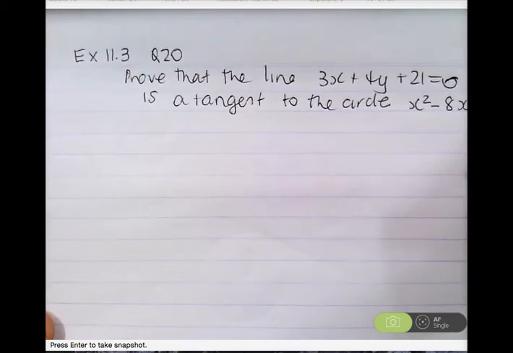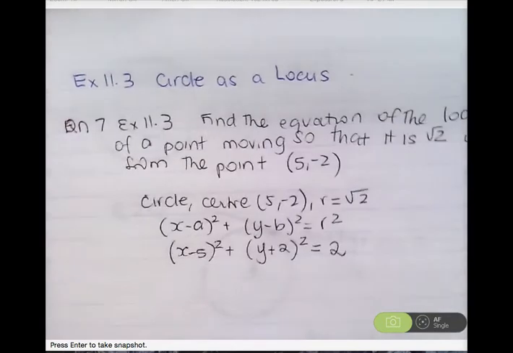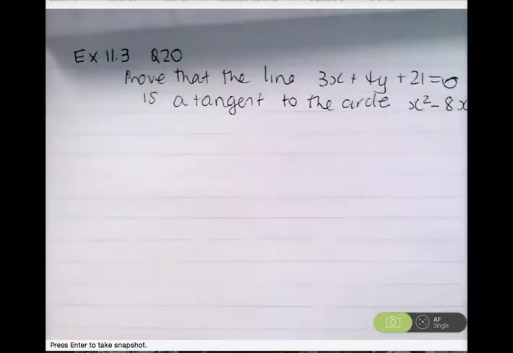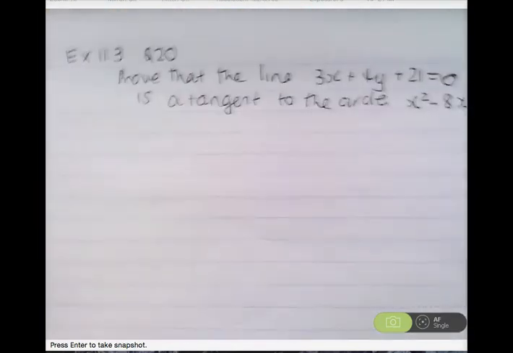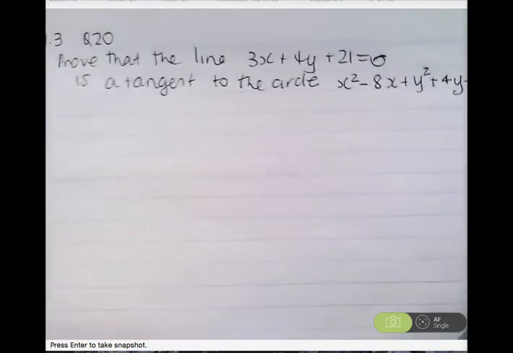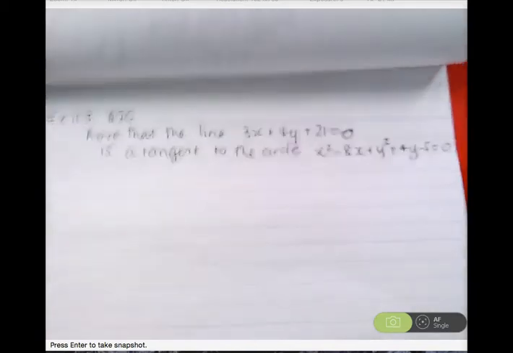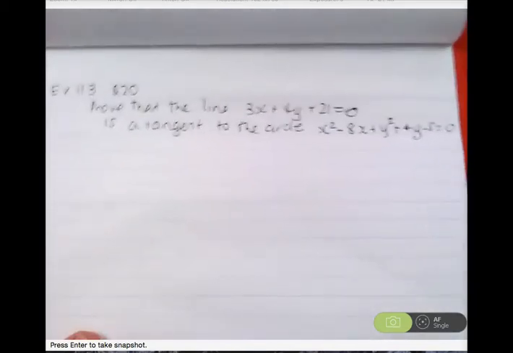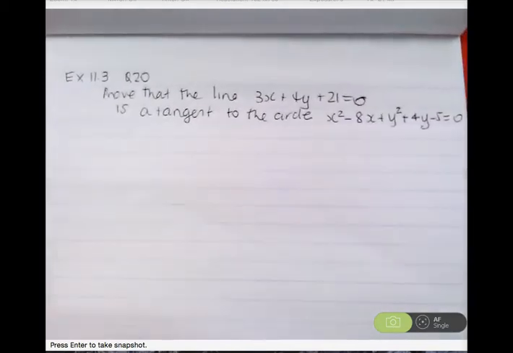is this the same line we just did? No. I think it is. Plus y squared minus, it is. It's the same line. Oh. It's very similar. All right. Okay, so prove that that line is a tangent to that circle.